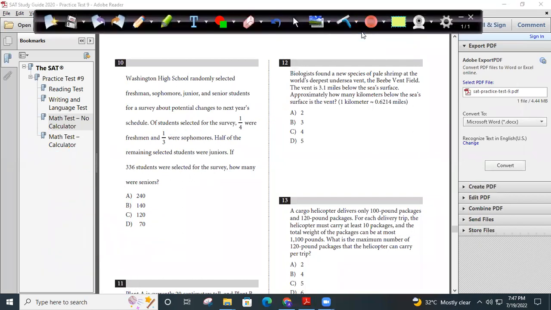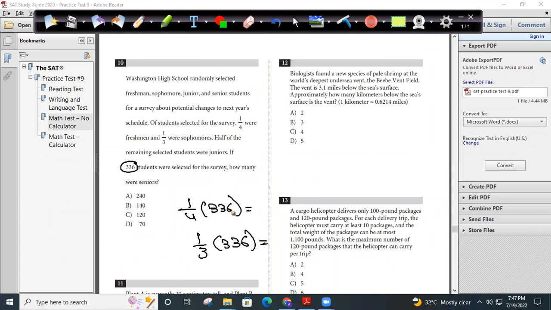The other way, the simple way, or the way most of you will do it: let the total number of students be 336. So 1/4 were freshmen, 1/4 of 336. See how cumbersome it would be. 1/3 of 336.